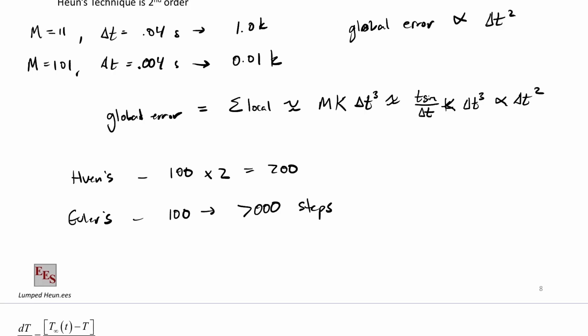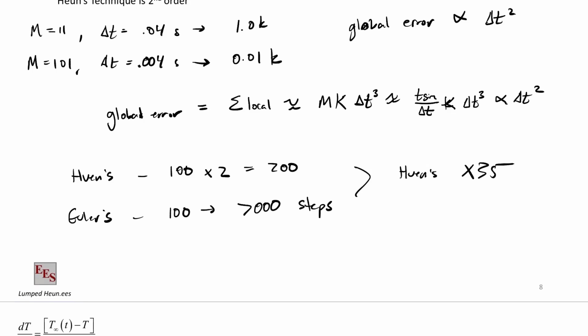So in fact, for this setup, Heun's method is 35 times faster. That's 35 times less computation for Heun's method. Okay, all right, let's keep moving here.